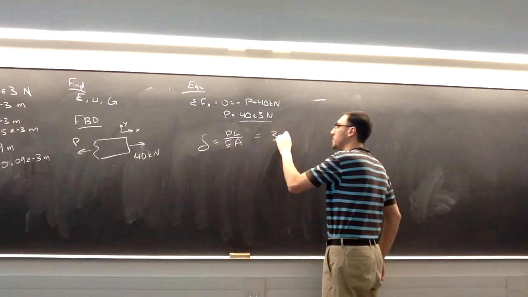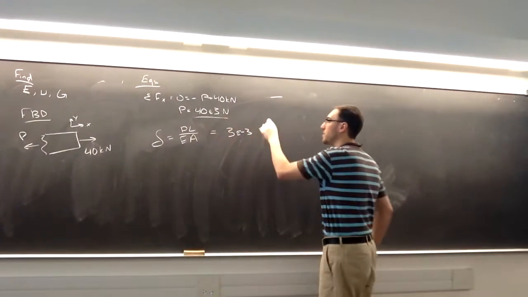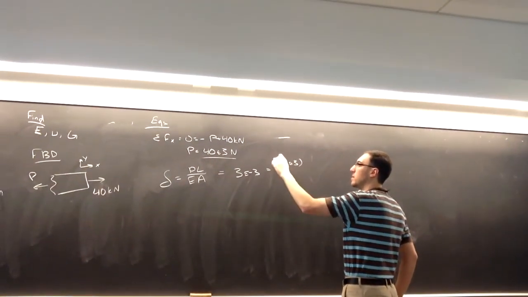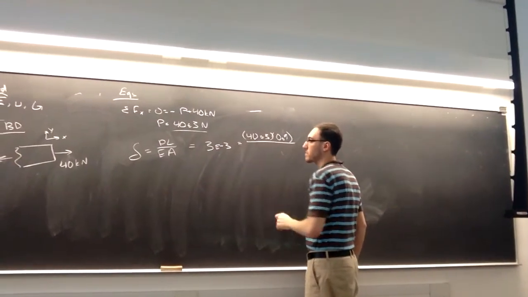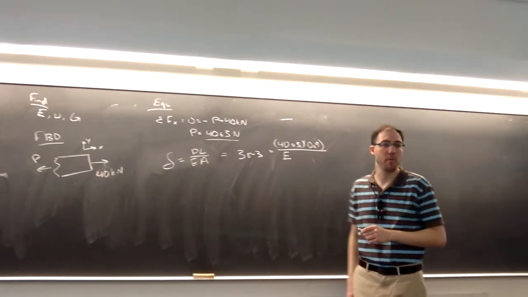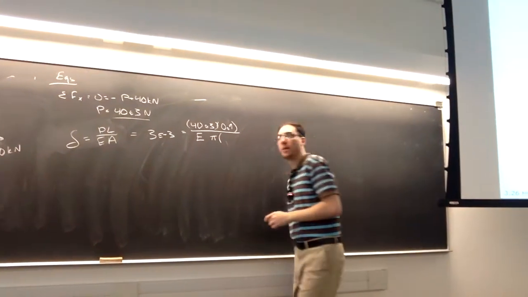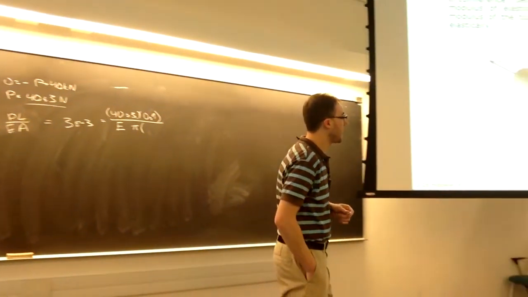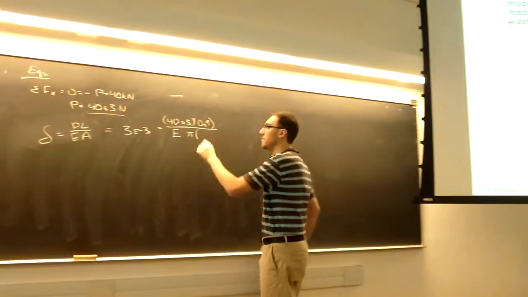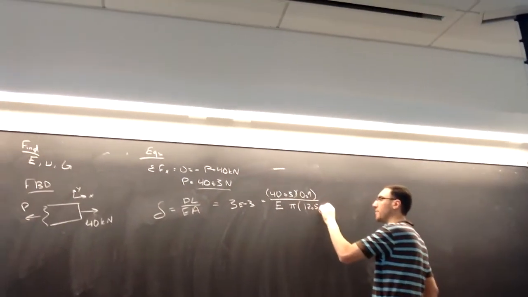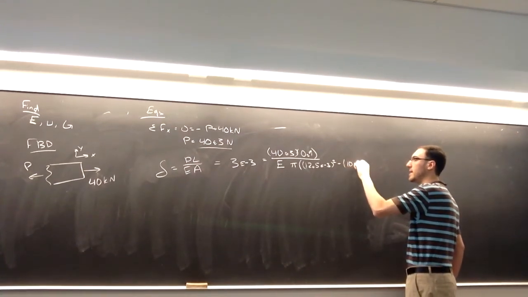We know that delta was 3 times 10 to the negative third meters in base units. Internal normal force is 40 times 10 to the third. The gauge length, or the unstretched length, was 0.9 meters. Young's modulus is what we want to find. And the cross-sectional area of a ring will be pi times r outside squared minus r inside squared. The outside radius was 12.5 times 10 to the negative third. And the inside radius was 10 times 10 to the negative third.